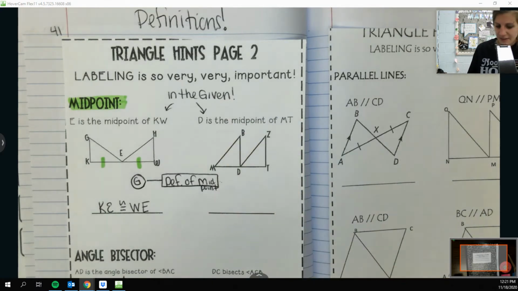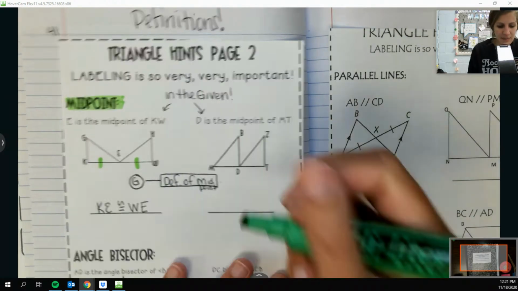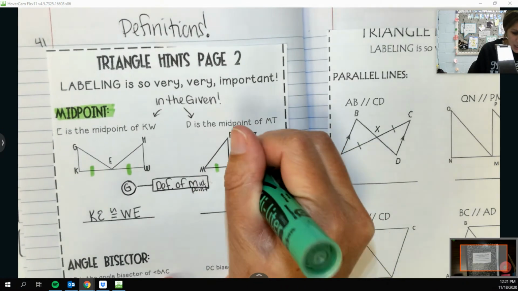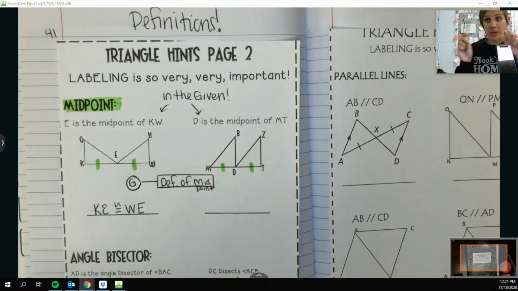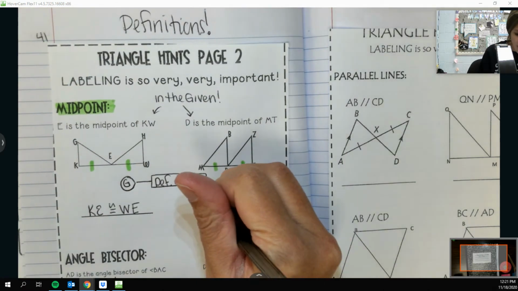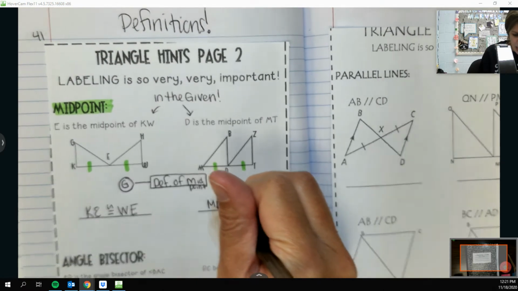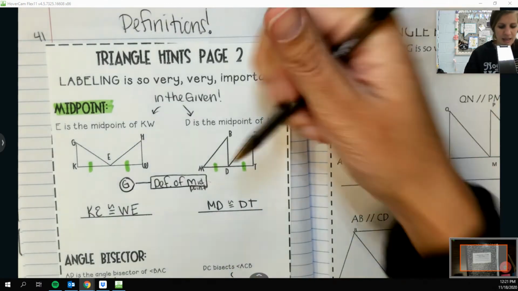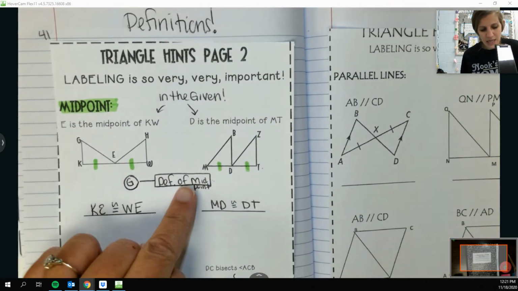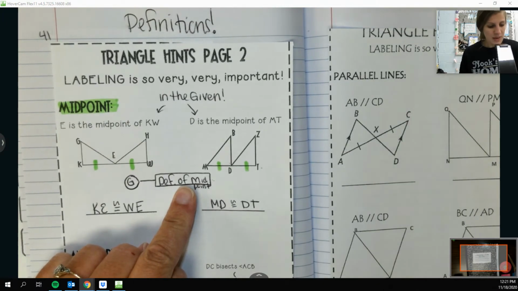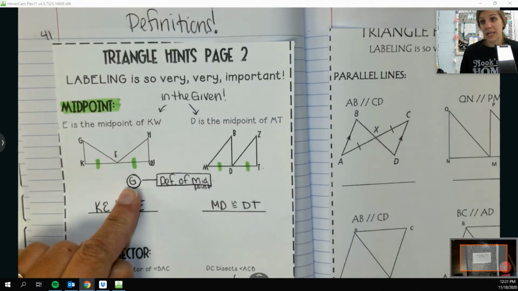So similarly here, if they tell me that D is the midpoint of MT, I could mark on my picture that those two sides are congruent because a midpoint splits something equally in half. So I could say that MD is congruent to DT, again making sure that we're traveling the same way. And then my rectangle would look the same. So by definition of midpoint, and I know I have one because it was given to me.